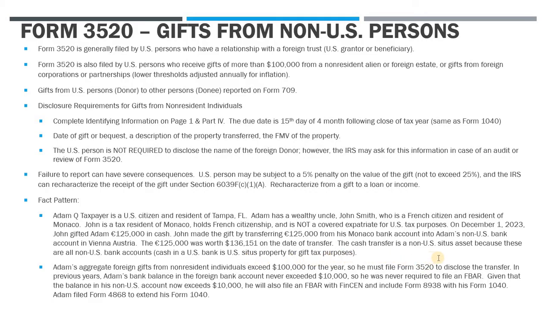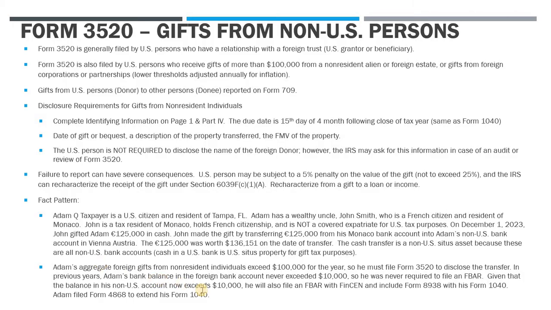Now, the cash transfer here is a non-U.S. situs asset because these are all non-U.S. bank accounts. That's also an important detail because cash in U.S. accounts actually qualifies as U.S. situs property for gift tax purposes. So that would change a lot of the reporting here and the implications for John as the person gifting the property.